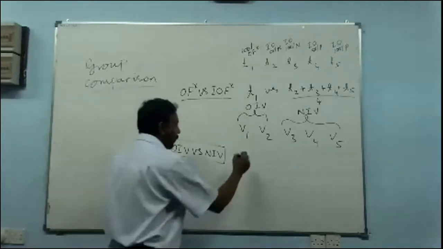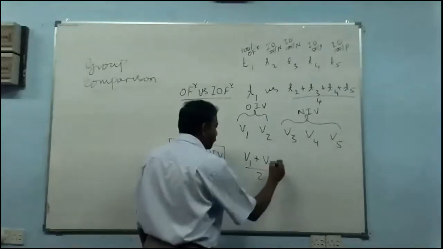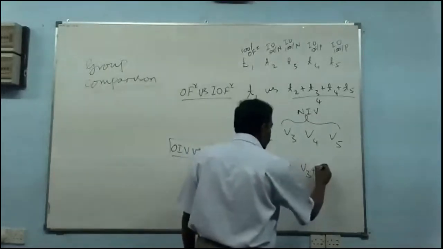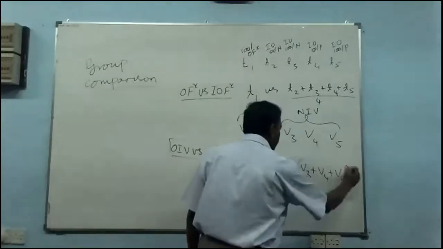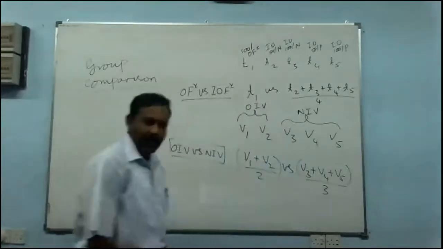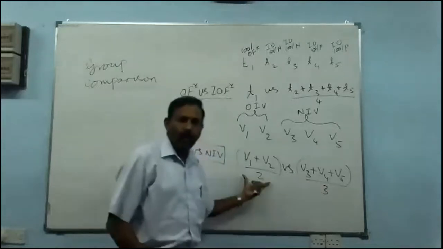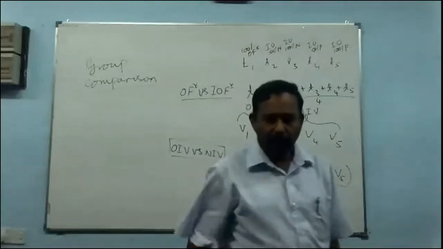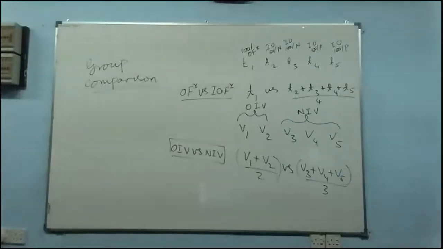So what should I do? The average of old improved variety versus the average of new improved variety. The comparison between the average of old improved variety and new improved variety. So now we are comparing this versus this. It is a group comparison. This is what we are going to learn today, group comparison. Is it clear?